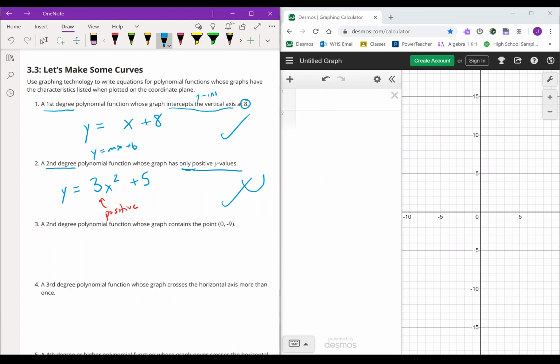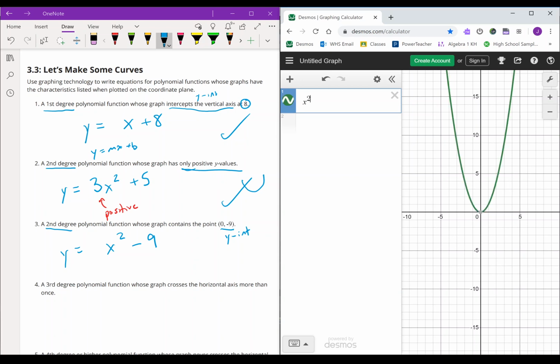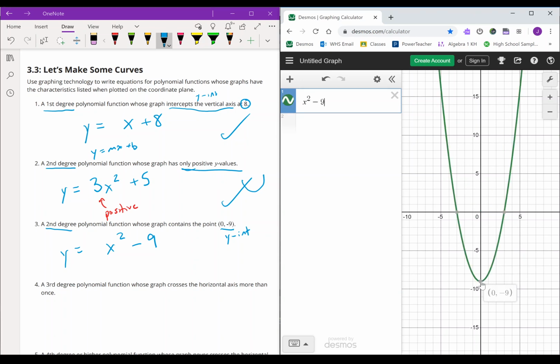Okay, a second degree polynomial function whose graph contains the point 0, -9. So second degree again. That means again I've got x squared as my biggest x term. And it contains 0, -9. Well, if it's 0, something, that's again a y-intercept. And I know that quadratics, their y-intercept, as long as they're in standard form, is just the constant number at the end. So I'm going to do x squared minus 9, and that should work. Let's just check that out real quick. X squared minus 9. And there's my point, 0, -9. So that did indeed work.